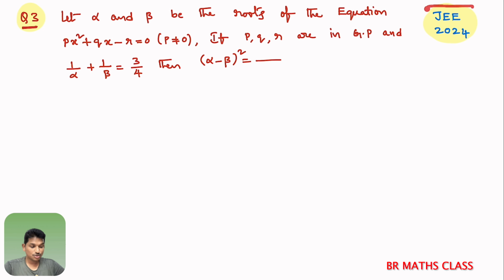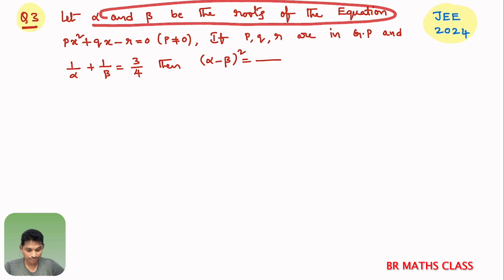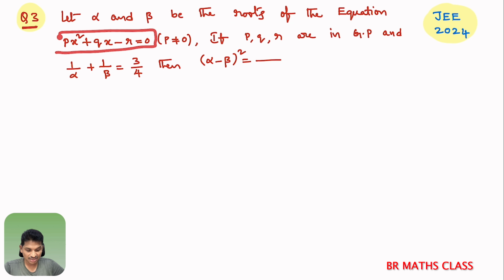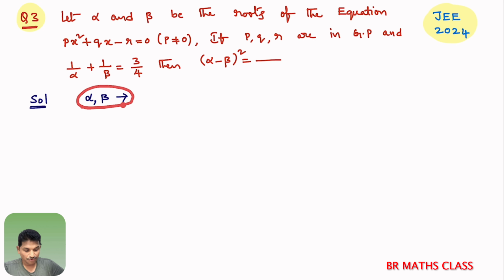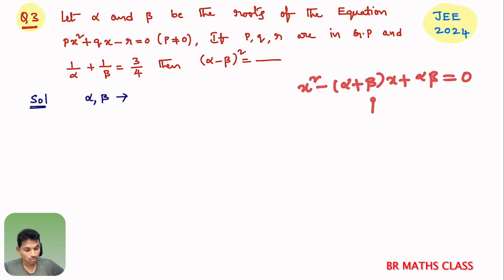You see, this is the question given in 2024. What are they saying in this question? Alpha and beta are the roots of this quadratic equation. In this question, they mentioned this p value is not equal to 0. You know this: if alpha and beta are the roots of a quadratic equation, then the equation looks like this: x square minus (alpha plus beta) into x plus alpha beta equal to 0. This is a quadratic equation whose roots are alpha and beta, right?